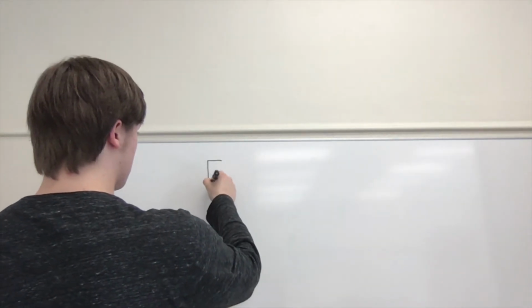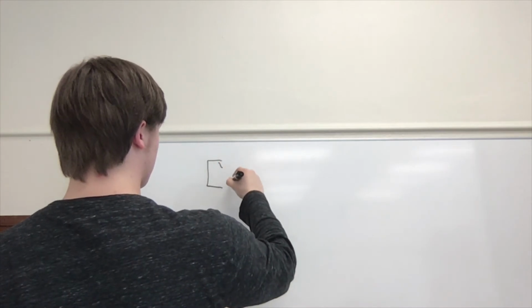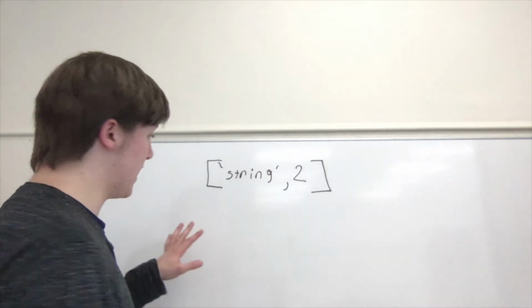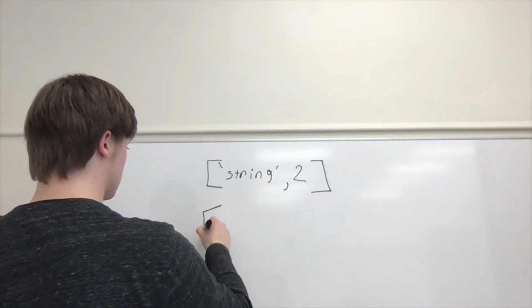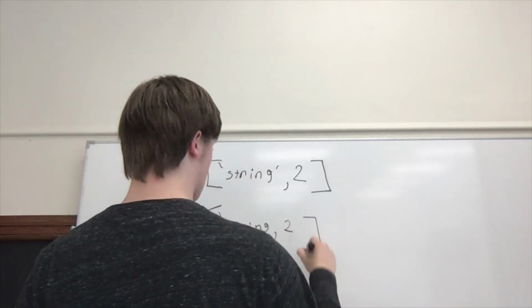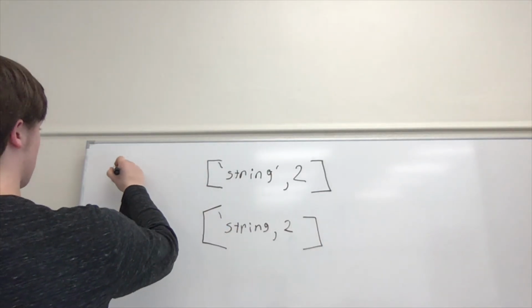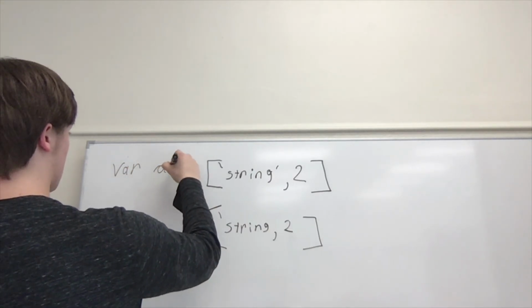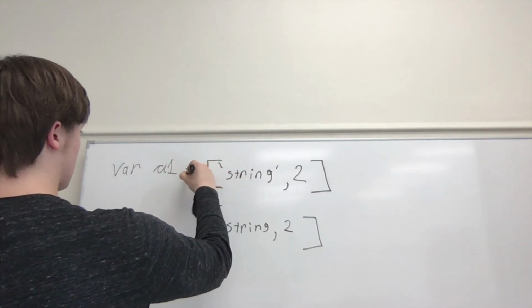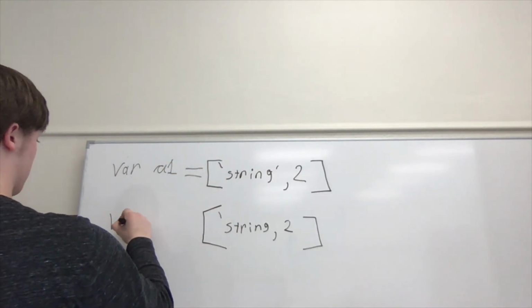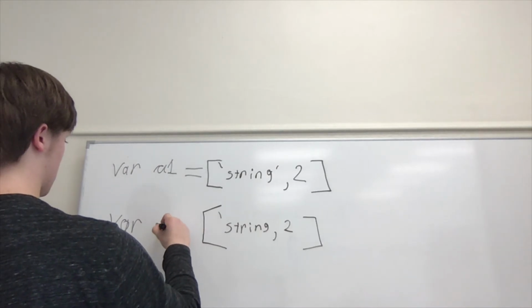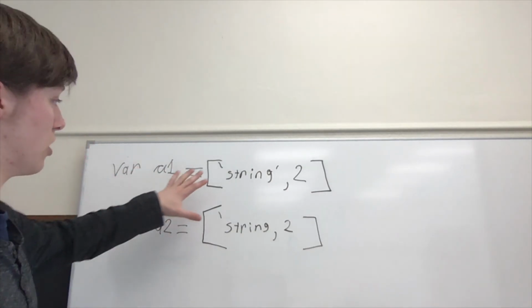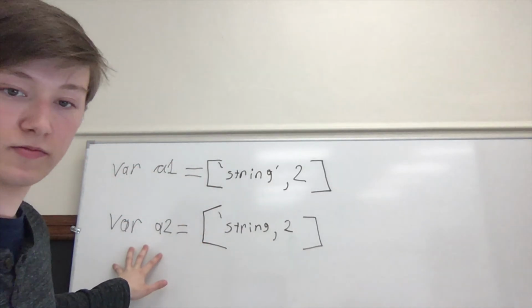Basically, we have this array, and we'll say it holds a string. There's an array, and we have another array that looks exactly like it. Let's say this is var A1, and var A2. So now we have 2 arrays and 2 variables.